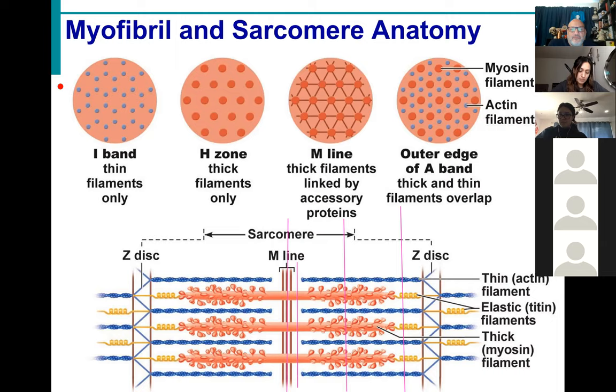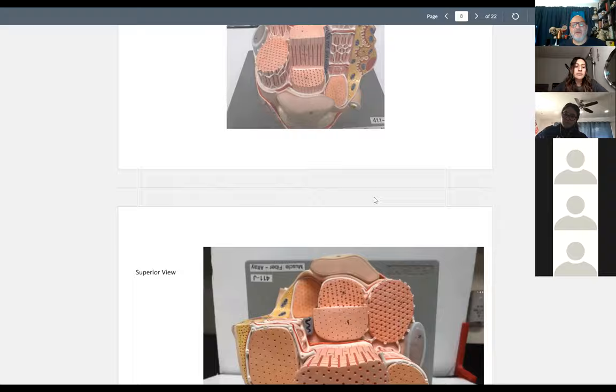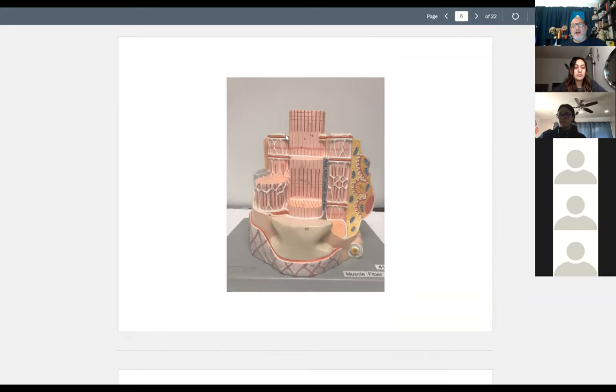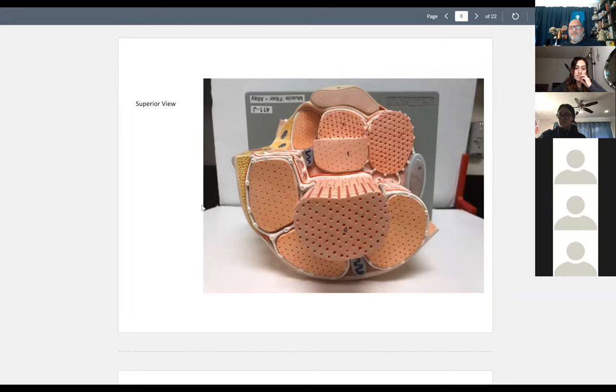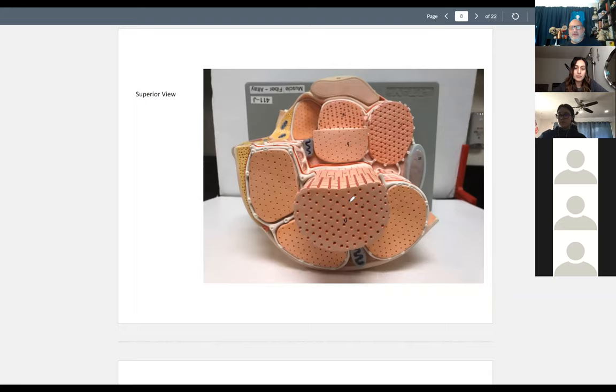Notice, not only do we see this really nicely on our illustration, but if we go back to our muscle cell model, notice with the muscle cell model, our myofibrils have been cut at different heights. So when we look at it straight on from the top, notice we can see an area that just has thick filaments in it. What would that area be? What region of the organelle?